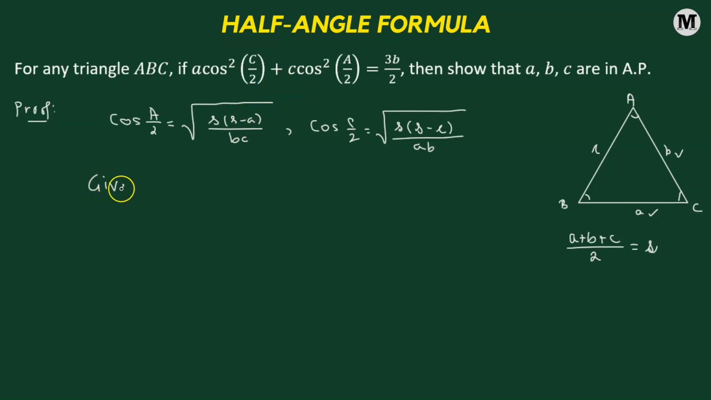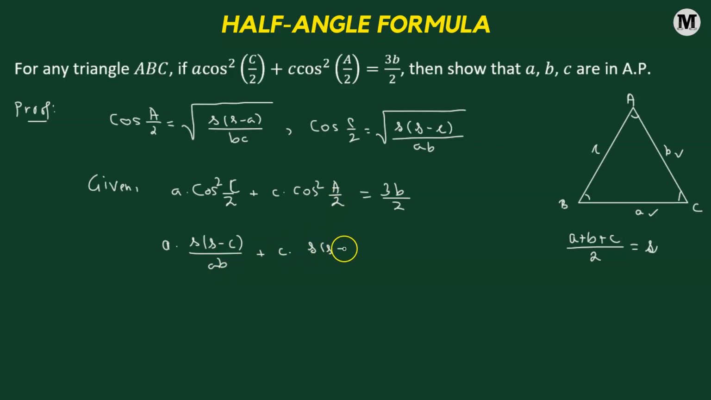So here it is given that a, the side of the triangle, multiplied by cosine squared C over 2, added to c times cosine squared A over 2, is equal to 3b over 2. Let's use the value. We have a multiplied by, squaring cosine C over 2 gives us s multiplied by s minus c divided by ab, added to c times, squaring cosine of A over 2, we get s multiplied by s minus a divided by bc. So that's going to be equal to 3b over 2.